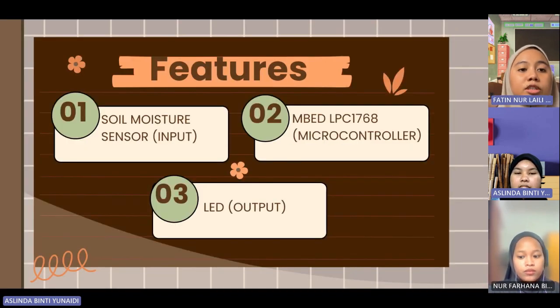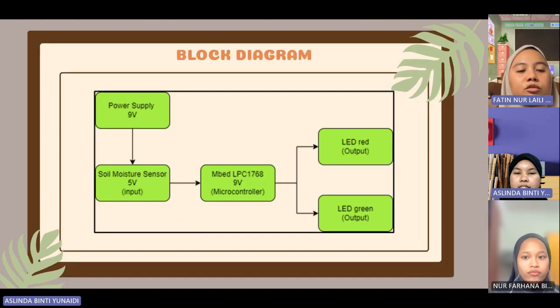The features of this project are, first, soil moisture sensor as an input. Second, MBED LPC1768 as a microcontroller. And last, LED as an output.